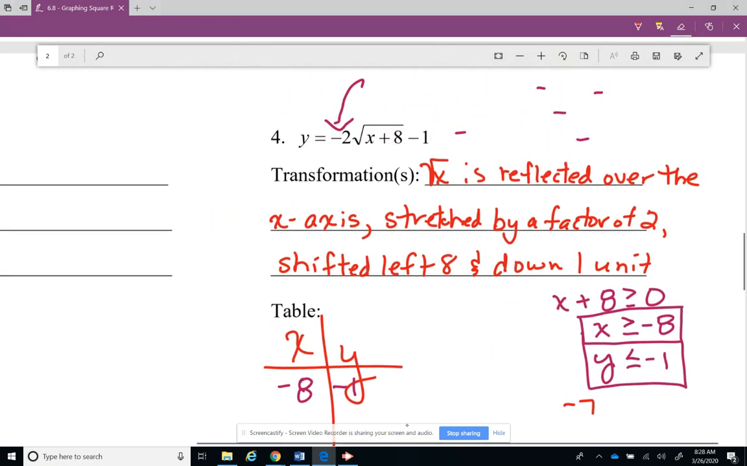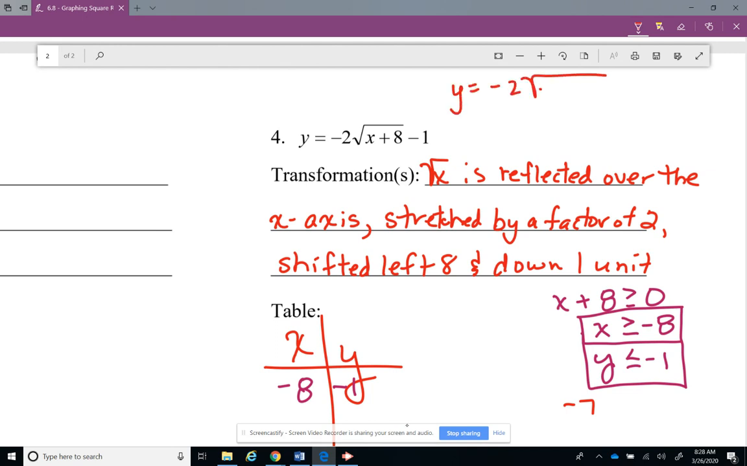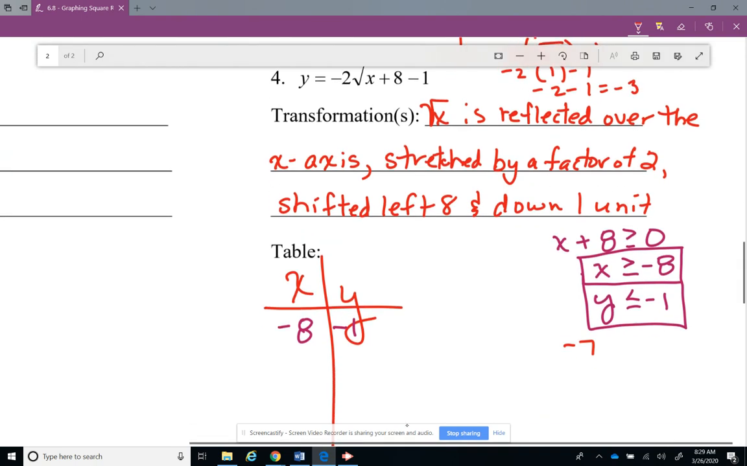Erase my work. I'm going to plug it in right up here where the problem's at so you can see me plugging it in. This is a part that you might want to do in scratch paper because there's just not enough room. All right, so y equals negative 2, the square root of negative 7 plus 8 minus 1. All right, negative 2 times the square root of 1, put that in parentheses. Negative 2 times 1 minus 1. Negative 2 times 1 is negative 2, and negative 2 minus 1 is negative 3. All right, so we plugged in a negative 7, and we got a negative 3.